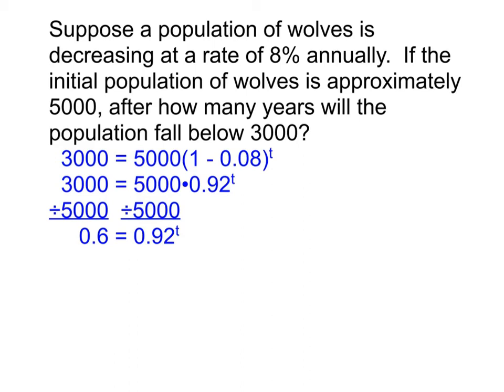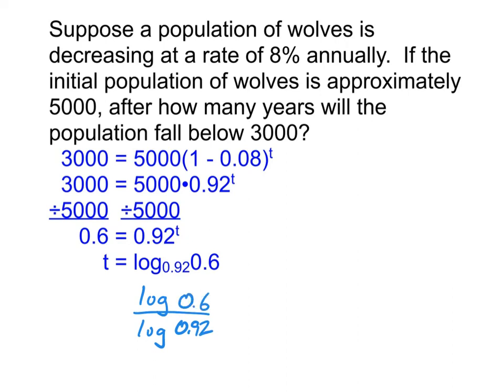All right, now I've got the whole thing to the power of t. I need to get the exponent solved. That means I need to use a logarithm. So I'm going to change this into logarithmic form, which gives me t equals log base 0.92 of 0.6. And in order to do that calculation, we're going to have to use the change of base formula. And the change of base formula, remember, is the one where we do the log divided by the log. Remember that the base always goes on the bottom.